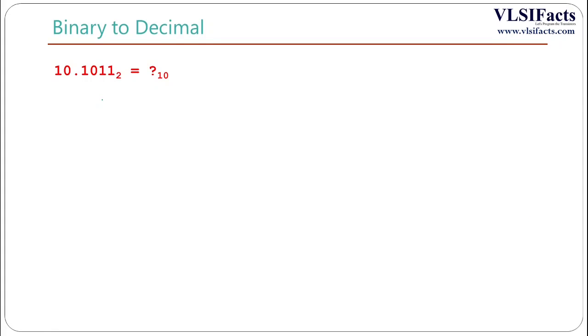Now we will convert this to its corresponding decimal number. To perform the conversion, we will multiply each bit of this binary number with 2 to the power n, where n is the weight of that particular bit. So this will be 1 into 2 to the power 1 plus 0 into 2 to the power 0 plus 1 into 2 to the power minus 1. The weight of this particular 1 is minus 1, the weight of this 0 is minus 2, the next is minus 3, and the last is minus 4. So 0 into 2 to the power minus 2 plus 1 into 2 to the power minus 3 plus 1 into 2 to the power minus 4.